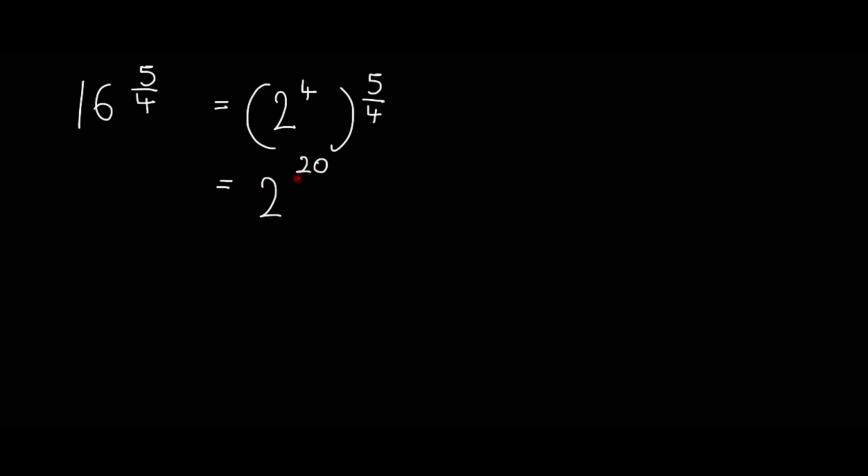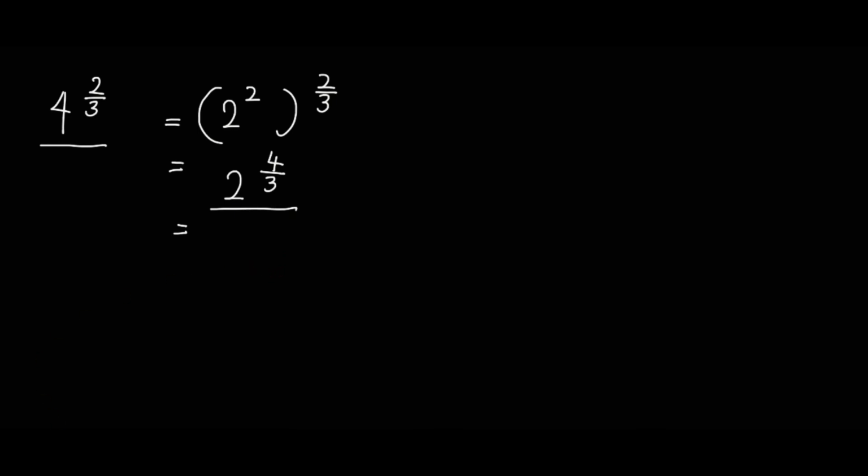And then what about 16 to the power 5 over 4? You write 16 into its prime factors, which is 2 to the power 4, and from here apply the laws of exponents. 2 times 5 is 20, so 2 to the power 20 divided by 4, and then 20 divided by 4 is 5. 2 to the power 5 is 32. So this is our simplified answer.